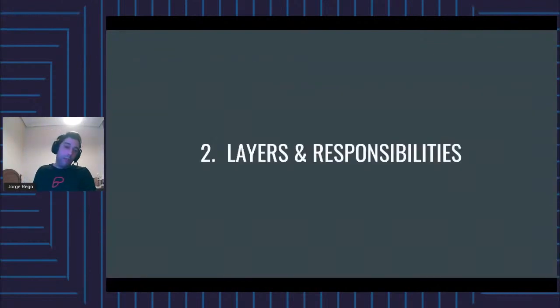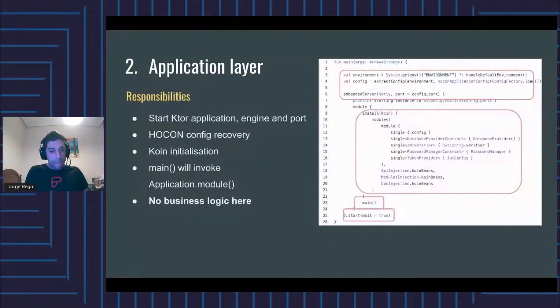Okay, let's go a bit deeper into the layers and their different responsibilities. So basically, the application layer, the application Kotlin file that we saw before, will be responsible for starting the Ktor application, the engine, and the port. It will recover the Hocon config from the file. It will start wiring all the dependencies that are required in the app, as you can see in the big square in the middle.